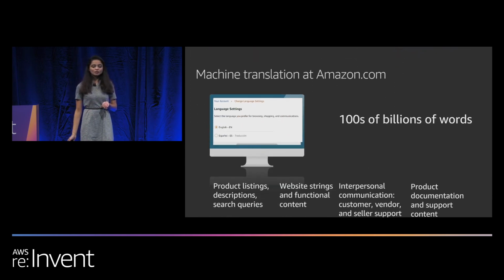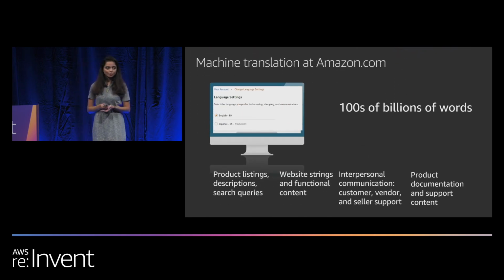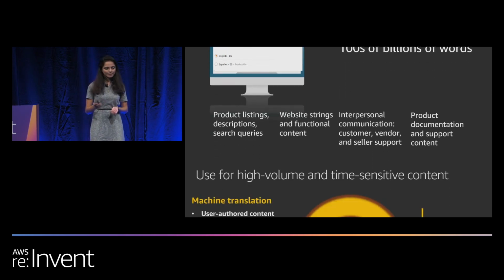And at Amazon, we faced the same issue. So that's when Amazon decided to go the machine translation way. And since 2017, we've been using machine translation to translate all our product listings, descriptions, and search queries. We've been translating hundreds of billions of words every year. Our product documentation, vendor and seller support reports, all those things are translated using machine translation.